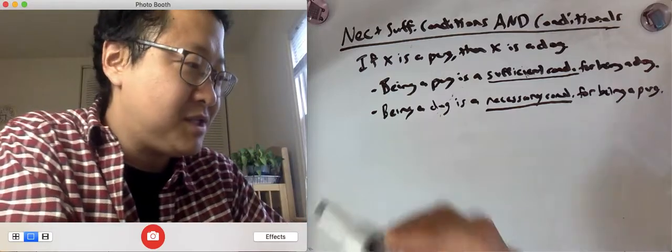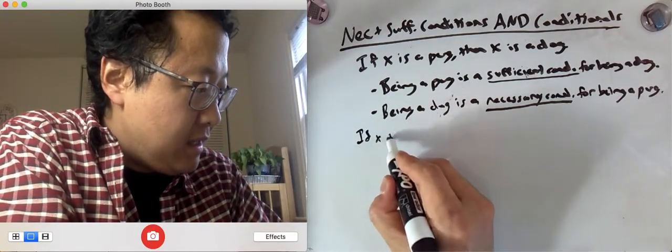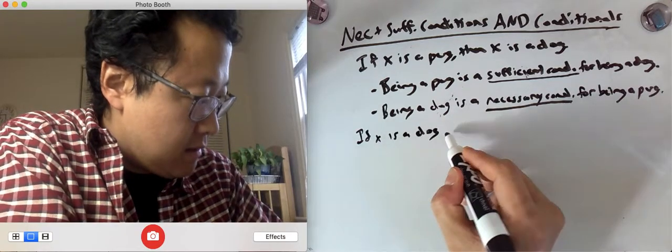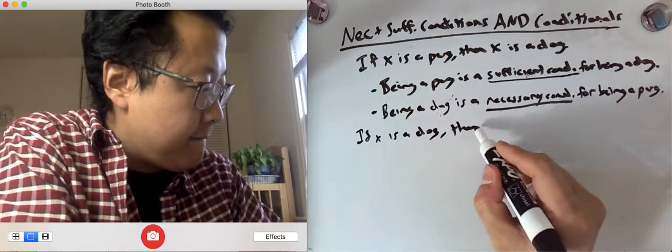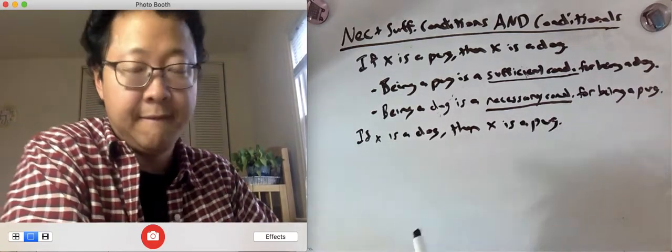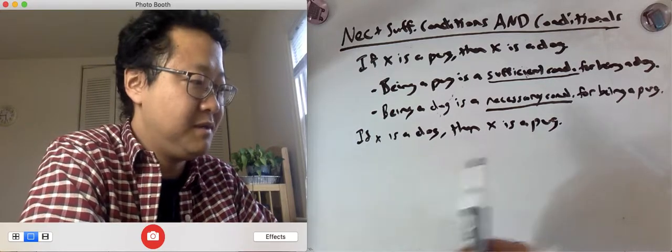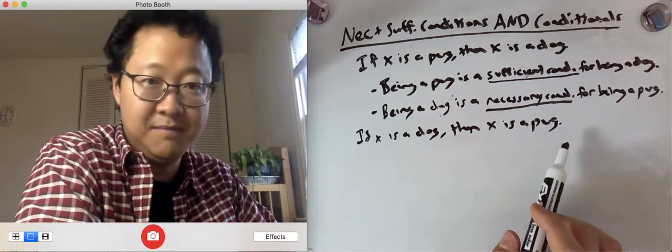Let's look at a false statement, like if X is a dog, then X is a pug. Now that's a false statement. If X is a dog, then X is a pug, right? You could be a dog without being a pug.